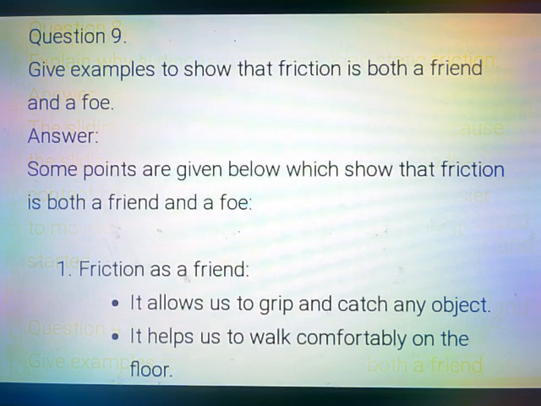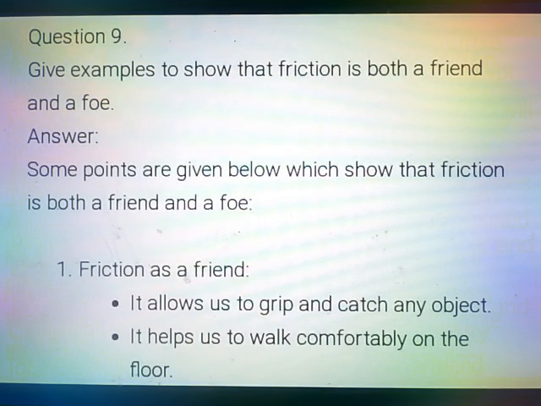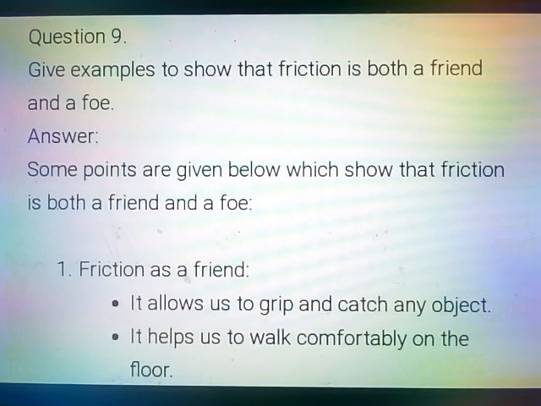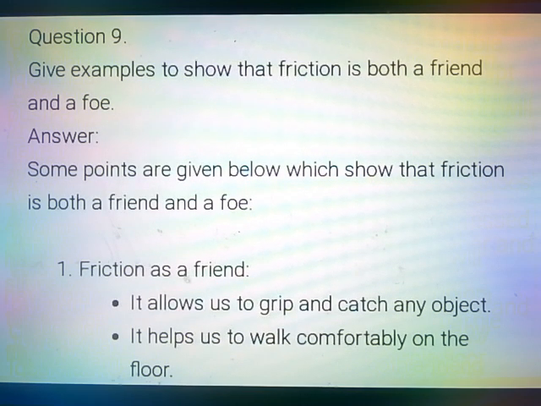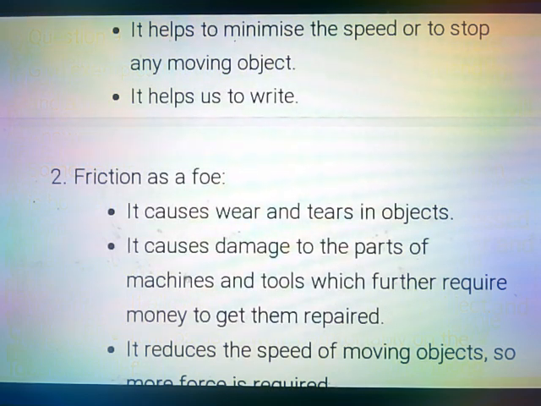Question number 9. Give examples to show that friction is both a friend and a foe. Answer: some points are given below which show that friction is both a friend and a foe. First, friction as a friend. It allows us to grip and catch any object. Second, it helps us to walk comfortably on the floor. Third, it helps to minimize the speed or to stop any moving object. Fourth, it helps us to write.